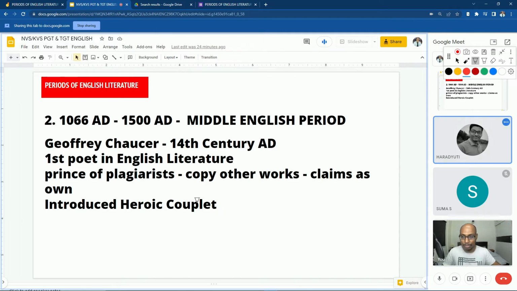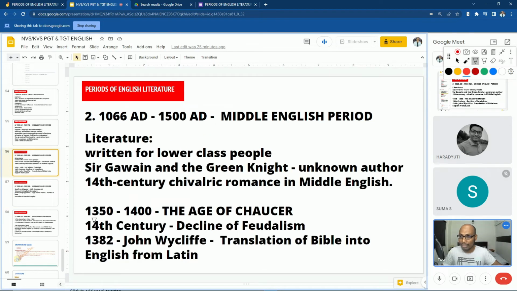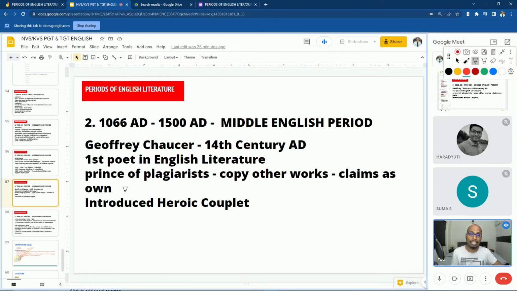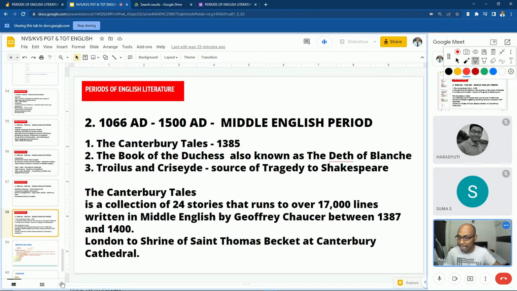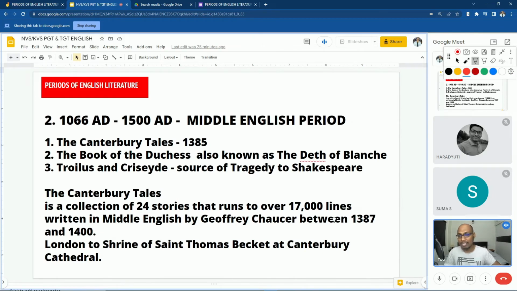It is Chaucer. So Geoffrey Chaucer is a very stalwart, important literary figure in the Middle English period. What is the period mentioned for Geoffrey Chaucer? 1350 to 1400, and he is the first poet in English literature, he belongs to the 14th century AD, he is known as Prince of Plagiarists, and he introduced the heroic couplet into English literature. These are the direct questions from Chaucer. Then what is Chaucer's contribution to English literature?